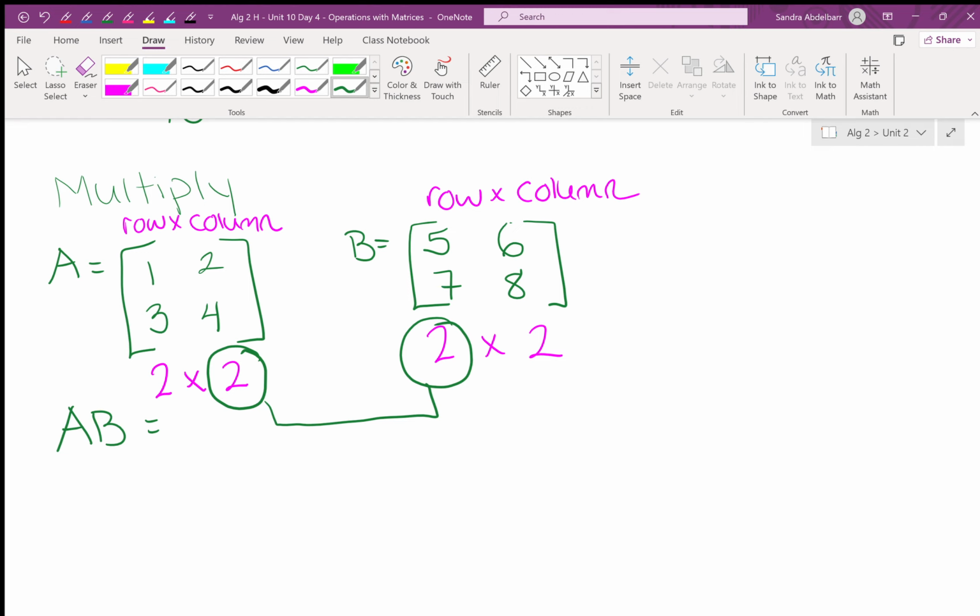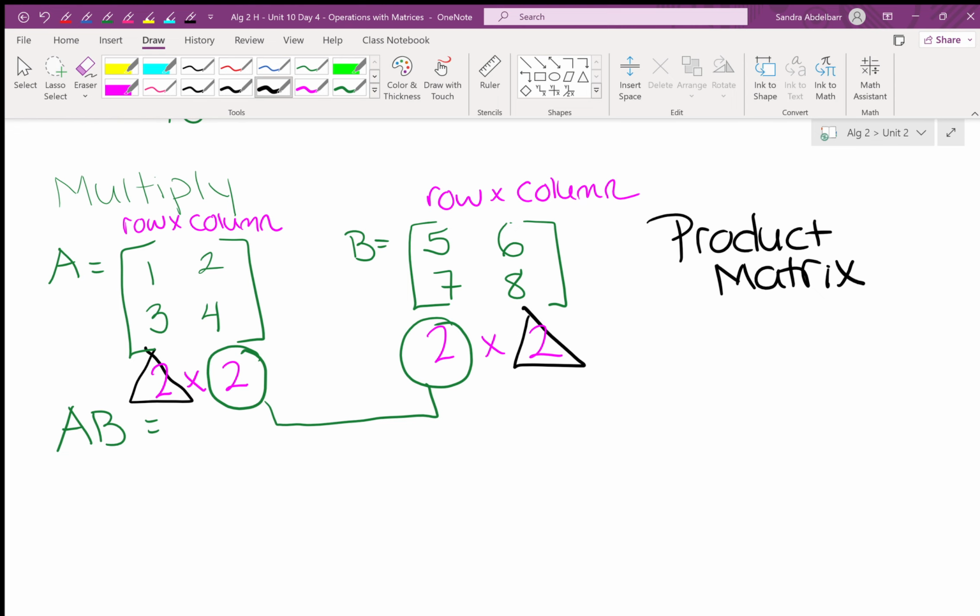All right, so then, since these two numbers match up, the remaining dimensions from each matrix, so that's a 2 and a 2, tell us what your product matrix is going to be. So the product matrix will be a 2 by 2. It's basically your first dimension in the first matrix paired with your second dimension in your second matrix.